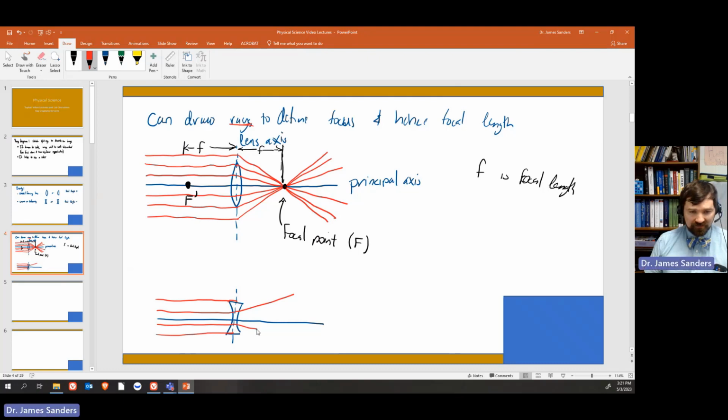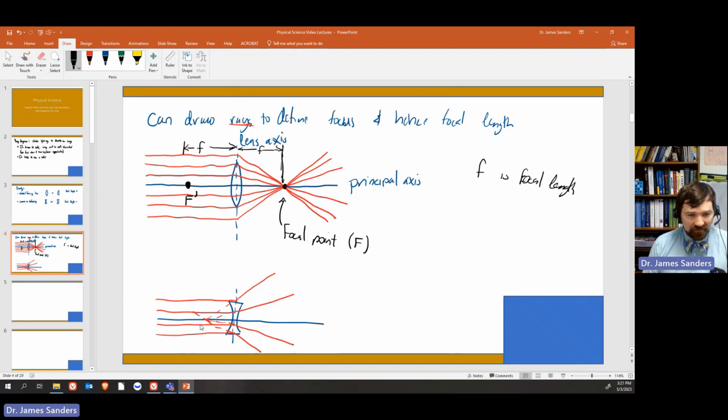This one would go off like this. This one's going to bend off at an even more steep angle. This one bends off at a more steep angle. And so basically what you do is you draw a dashed line that is a continuation of each of these lines. And where those dashed lines cross your principal axis, that's where the focal point is.